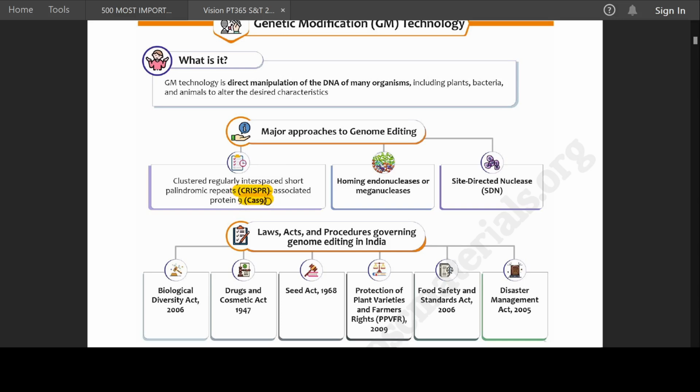But in the genetic modification, there are approaches for genome editing. One approach is CRISPR Cas9, and the other is homing endonucleases or meganucleases. Sometimes these could be asked as an option only. And site directed nuclease, SDN. So what are the different approaches of genome editing could be a question.